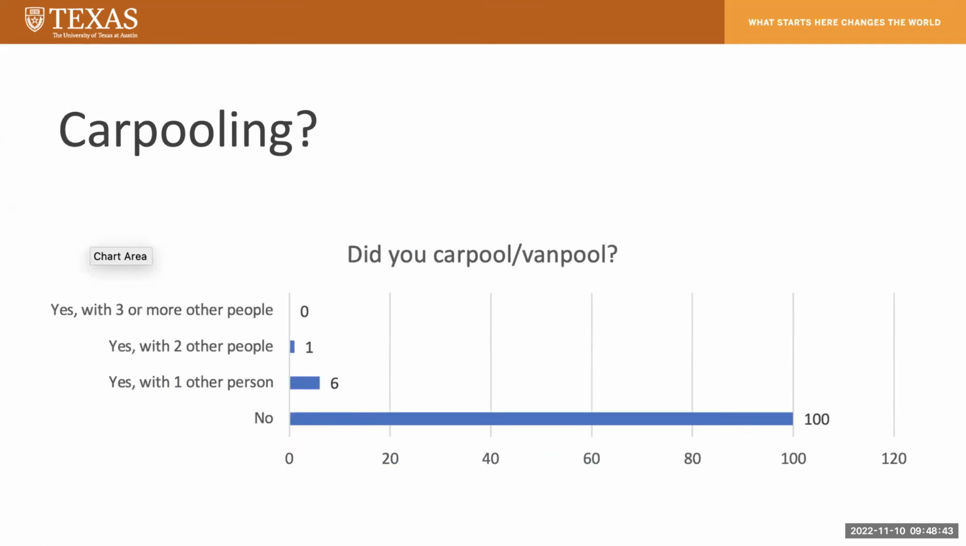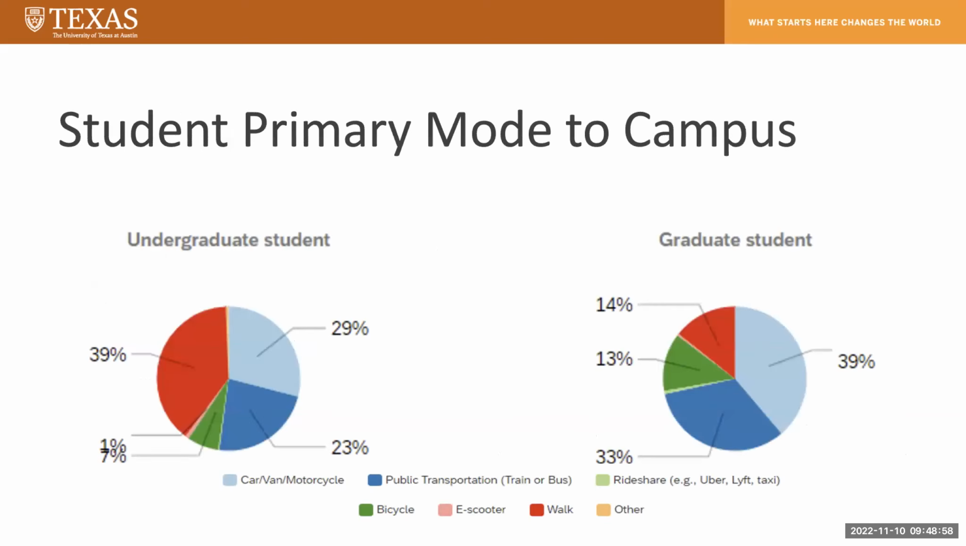We asked if people carpooled, and there's very, very little carpooling that goes on here. We have a carpool program. You can get carpool permits with reserved spots, but very little carpooling goes on. And then we get to some of the primary information. Looking at the students, the undergraduate students on the left and the graduate students on the right, we asked, what's your primary mode of travel to campus?